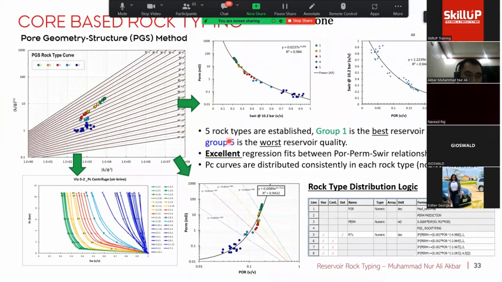core data. There were 5 rock types established, and group 1 here, the green, is the best rock group. And from here, we see how the permeability and irreducible water saturation from the core data are really beautifully separated. And not only that, every rock group has a specific irreducible water saturation, which does not overlap with the others. And it also represents our capillary pressure data. And after that, we try to implement it to create the rock types along the wells from these equations.